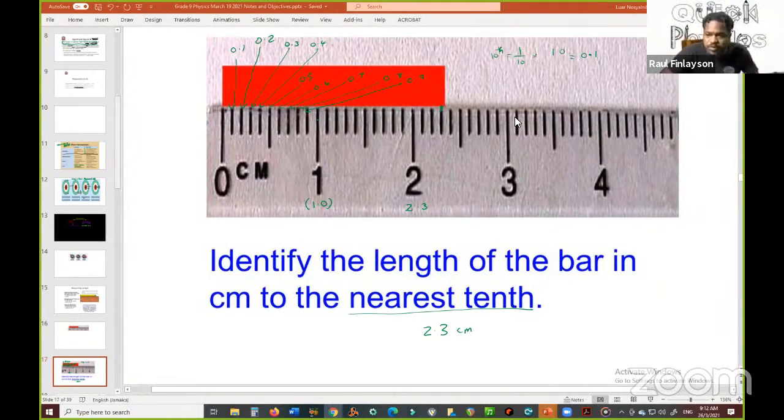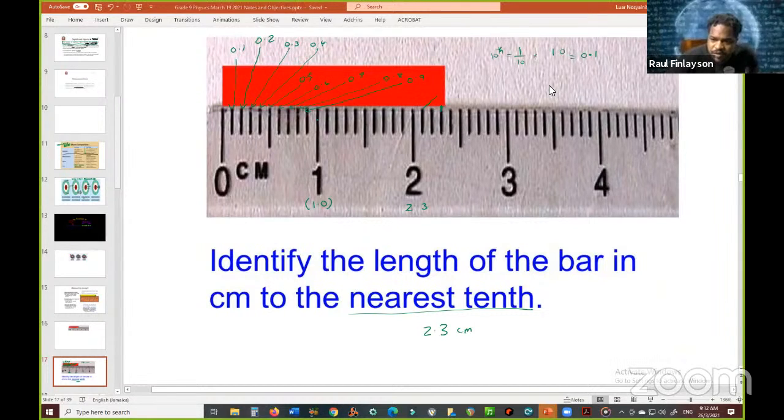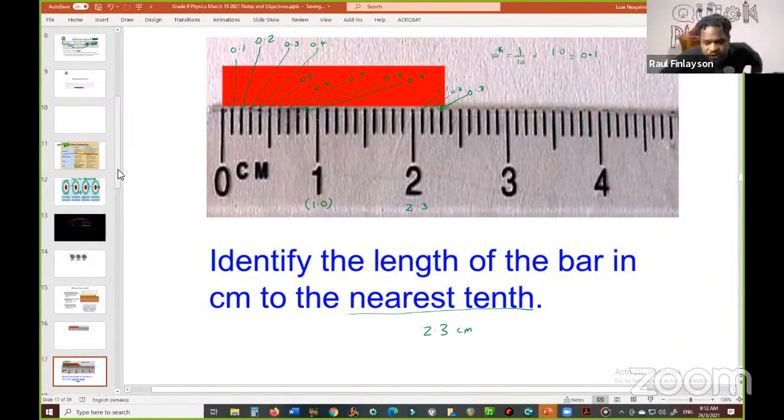But then, well, cool. So this is how you read it, right? So again, just follow the same principle here. This will always be 0.1. This will be 0.2. Then this one will be 0.3. Then we'll just add the 2 to the 0.3. You get 2.3 here. That's how you read the ruler.